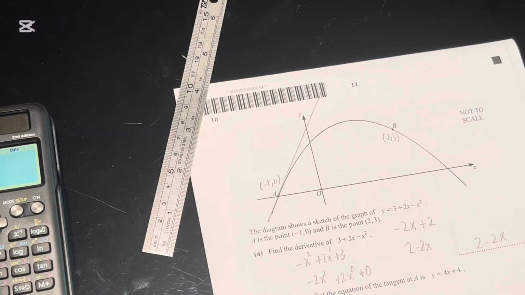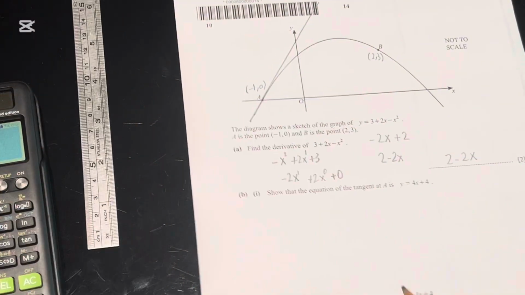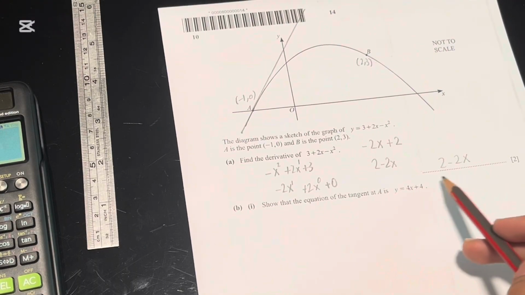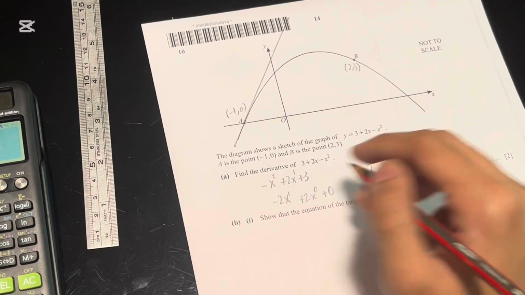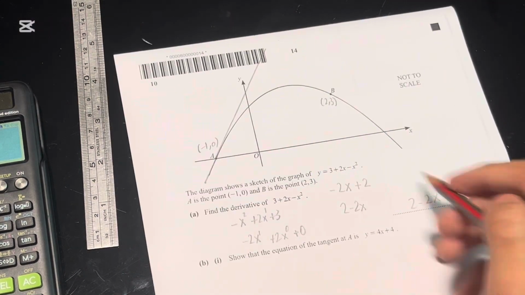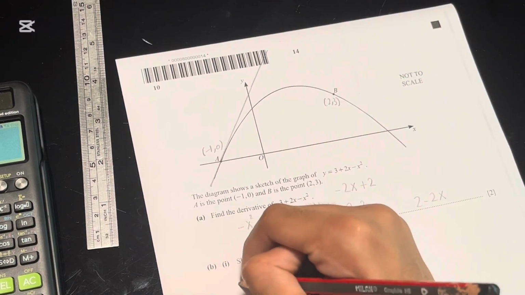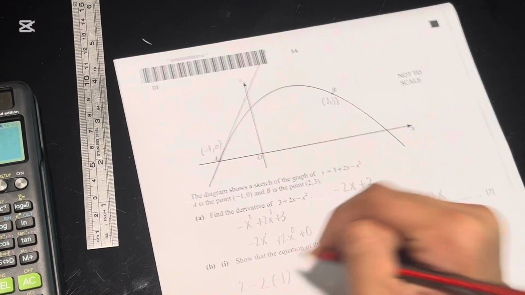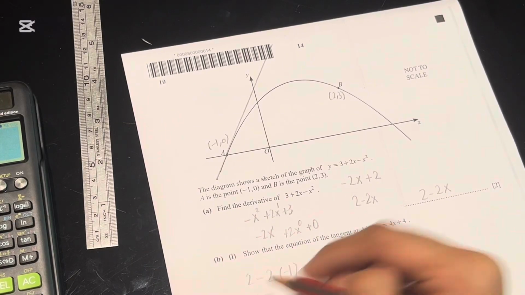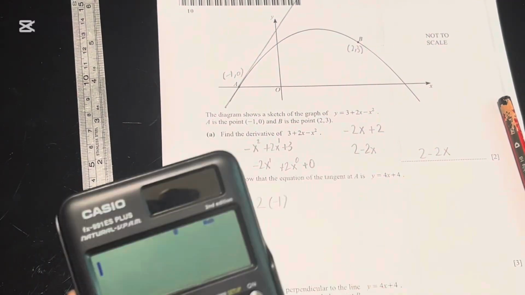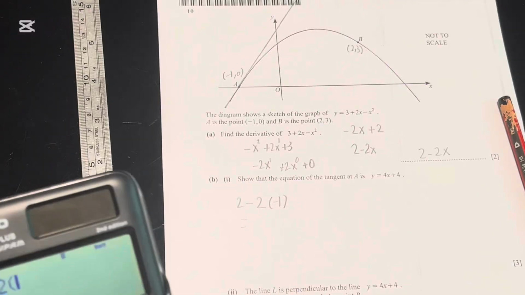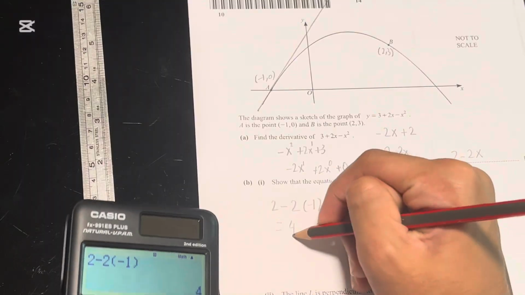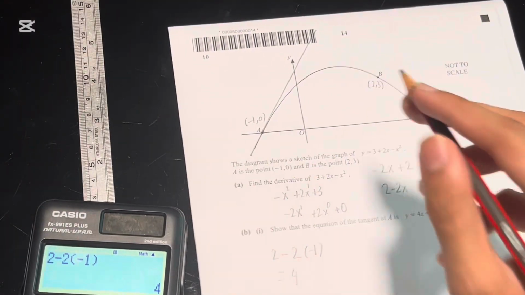So the first thing we need to do is find the gradient of this line. In order to do that, we can take our gradient function, which we worked out over here, and sub in the x value, minus 1. So it becomes 2 minus 2 times minus 1. This is how we find the gradient. Putting this into our calculator, 2 minus 2 times negative 1 equals 4. So our gradient for this tangent line is 4.